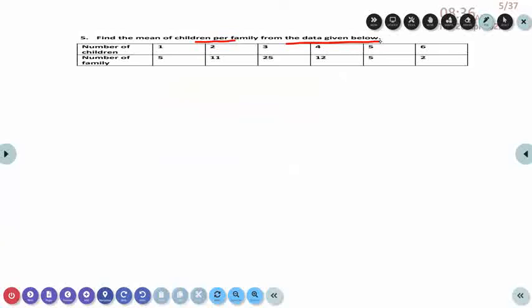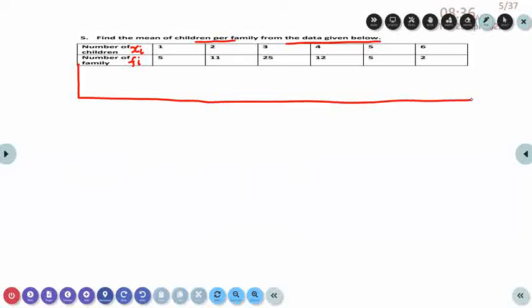So here, since the values are not too large, we can simply use the formula of mean as sigma xi fi upon sigma fi. So mean will be calculated as sigma xi fi by sigma fi. So let us create one more column of xi fi. We are going to redraw this table, so this will be the third column, xi fi.